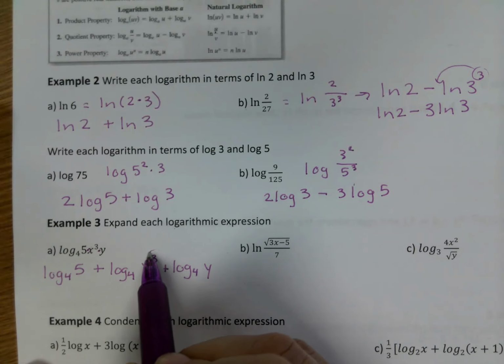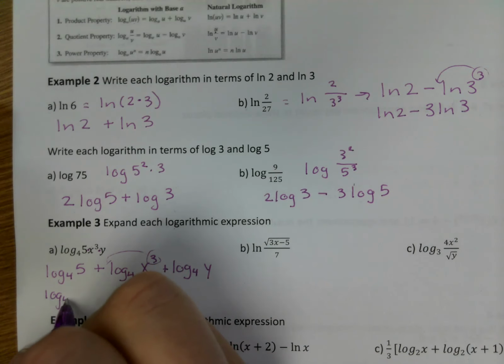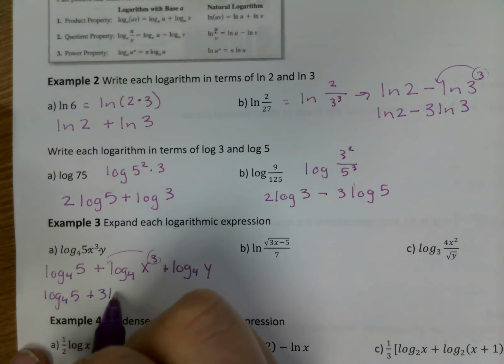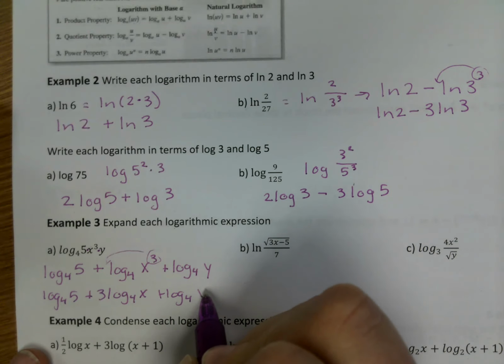Same here. This 3 now can come out in front of just the x. Again, just the x. If you put it out in front of everything, then that would not be correct. So this right here is my final answer.